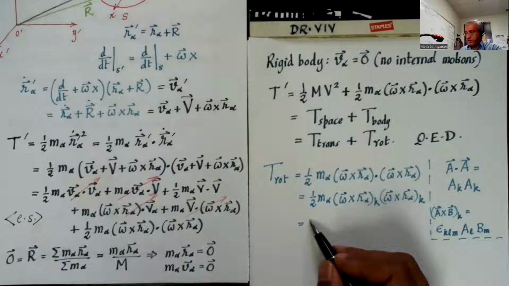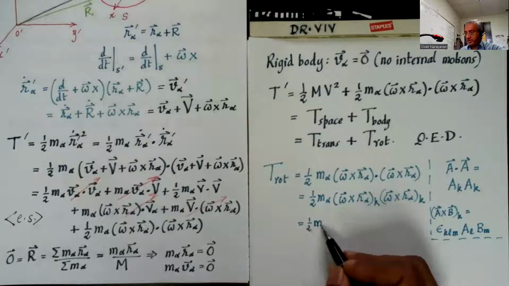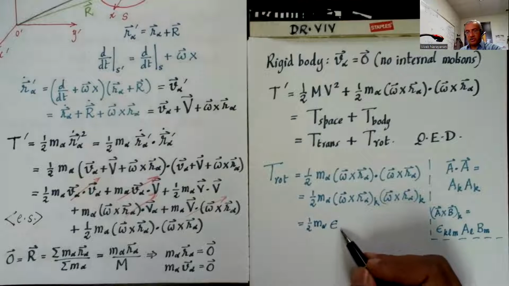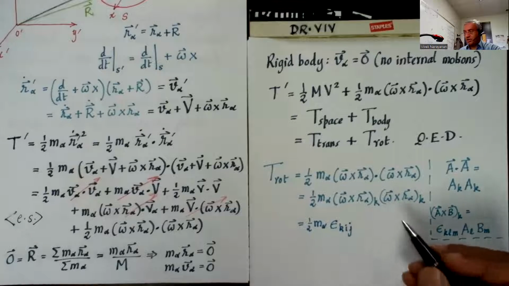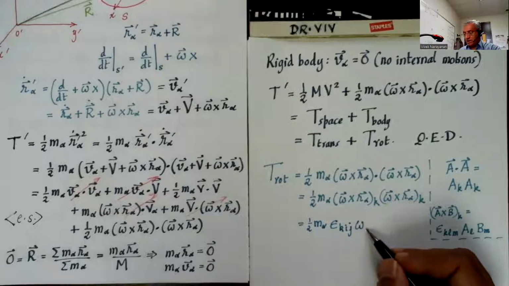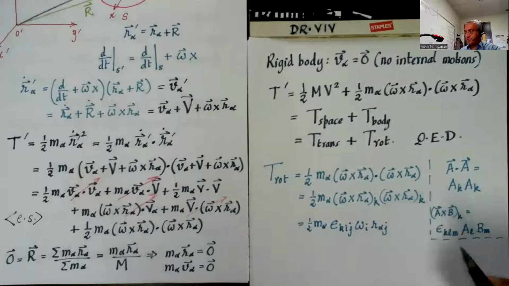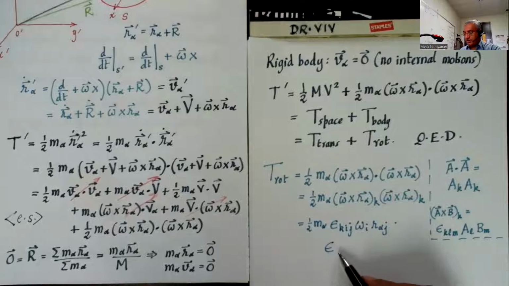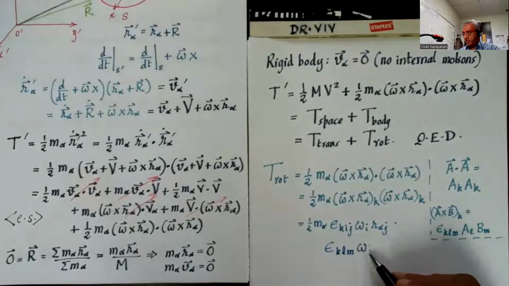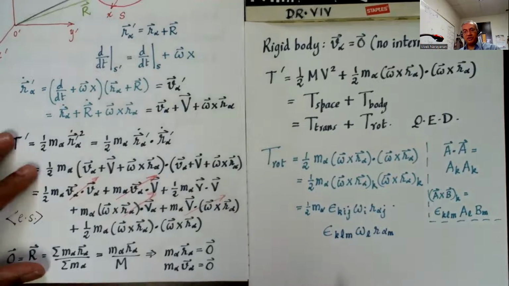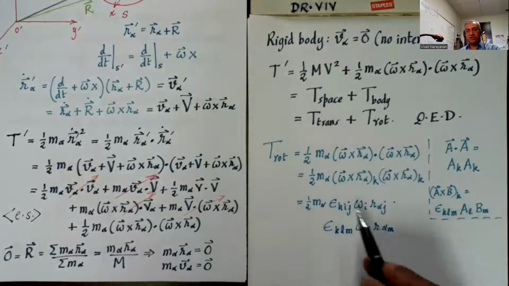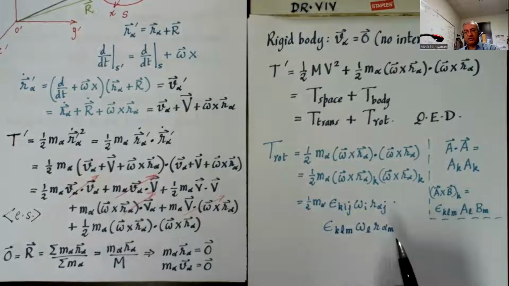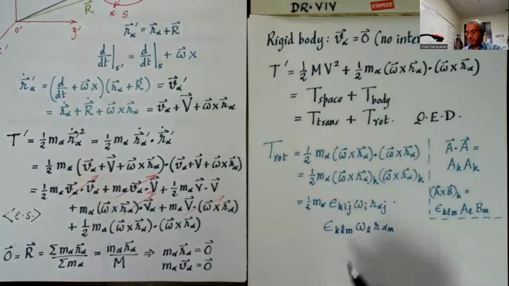So that gives me 1/2 m alpha epsilon kij omega I r alpha j times epsilon klm omega L r alpha m. So you have to be careful to always use indices that are different in both these epsilons. There are plenty of alphabets, so it's no problem to do that. And please don't confuse this m with the mass.